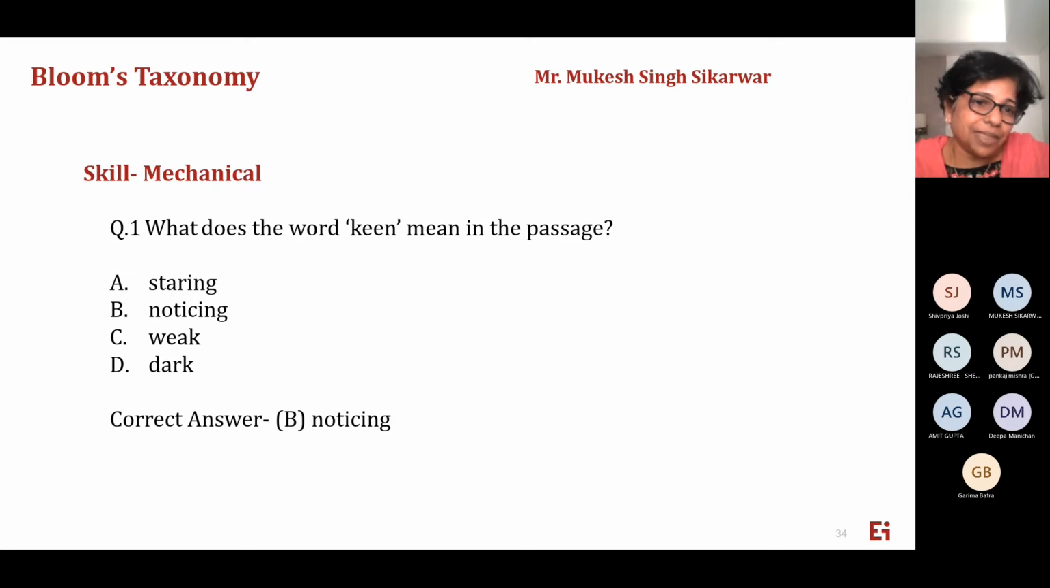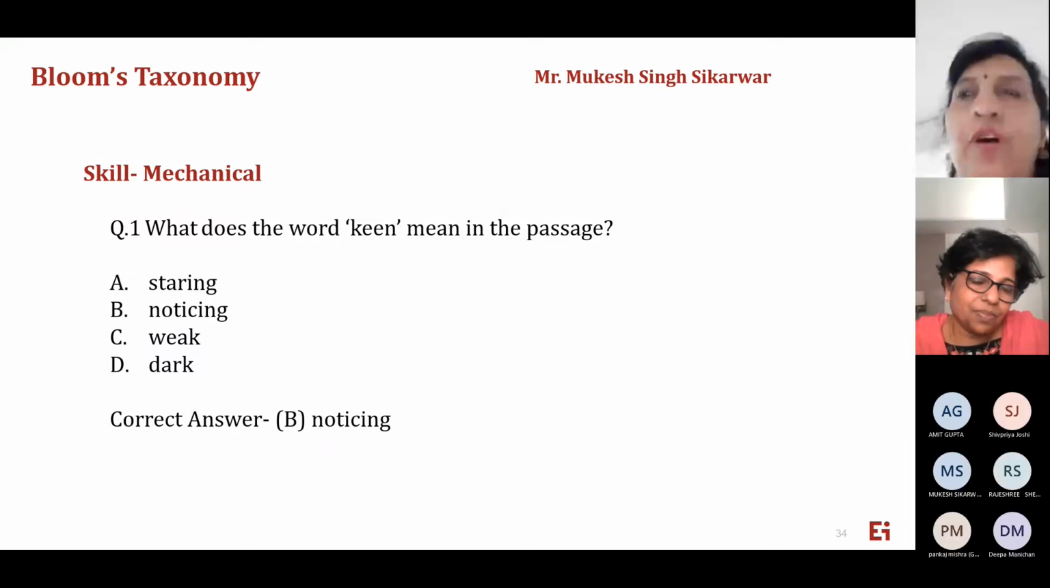Somebody said they wanted to add something. Excuse me, actually the word keen is used as an adjective as well as a verb. So here the meaning is of the verb. So I think it goes to analysis level.